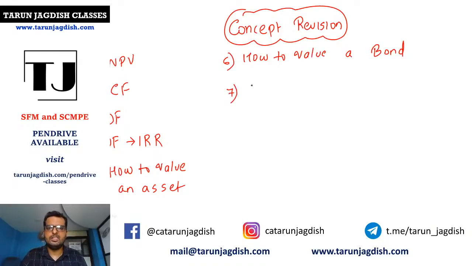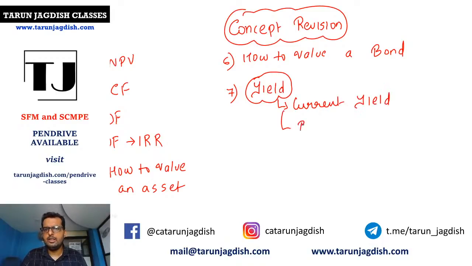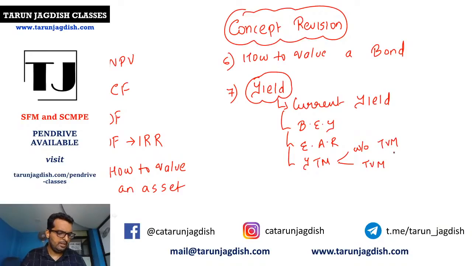After this, we learned about yield, and we learned that there are basically 5 types of yield. The first ones we learned are current yield, bond equivalent yield, effective annual return, and yield to maturity. We learned 2 types without considering time value of money, and after that considering time value of money. So let's quickly understand this, friends.